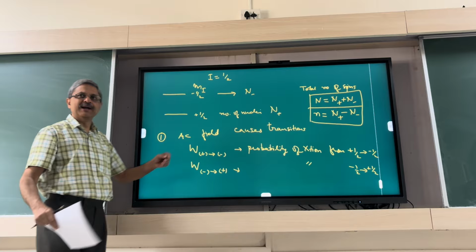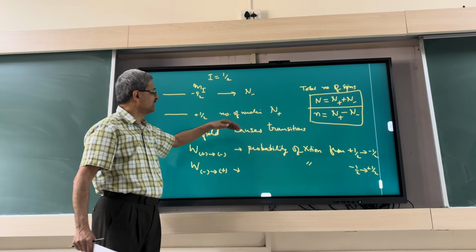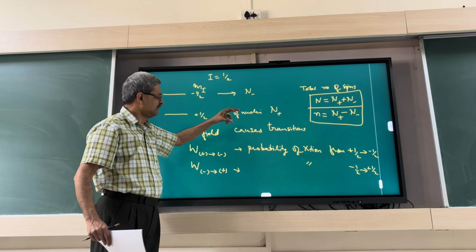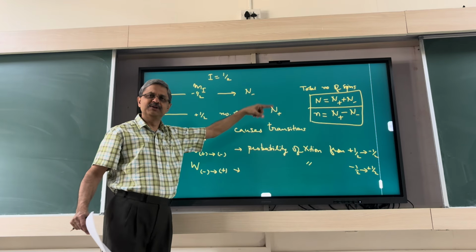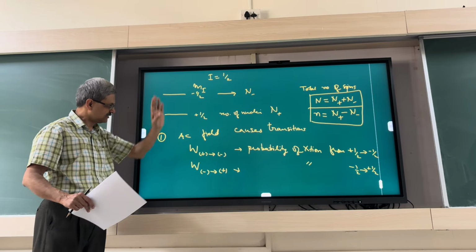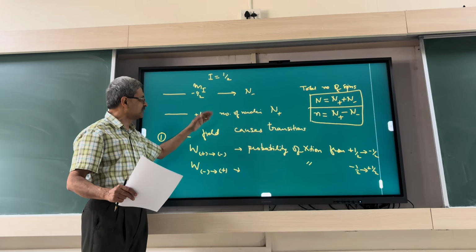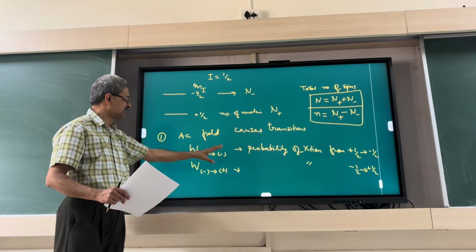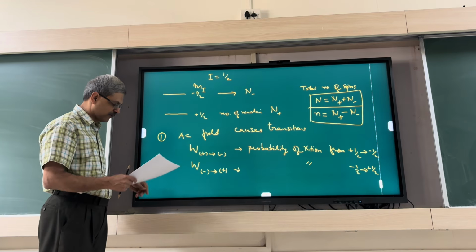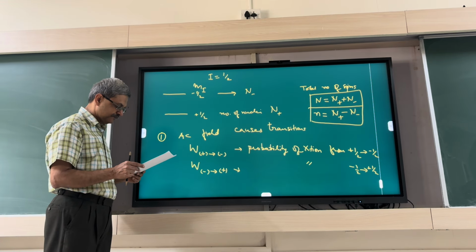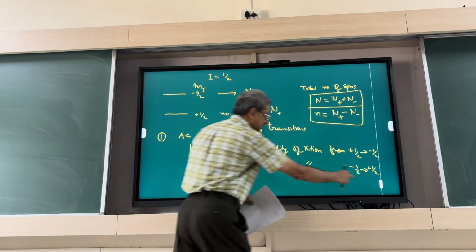If you have more complicated systems, spin 3 half, 5 halves or something, then you'll have many levels and accordingly transitions between those pairs of states. That's later if needed. But to get the concept of what's happening here, right now this is okay. So you just define these two as probabilities.